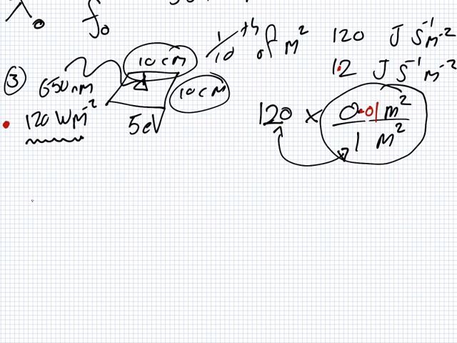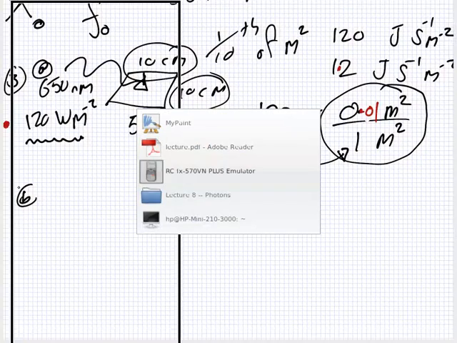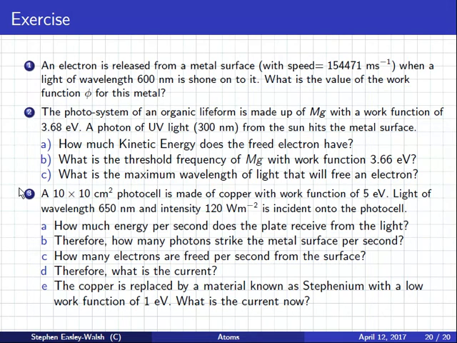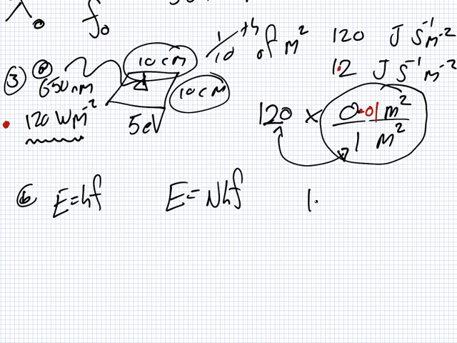Now, that was part A. Part B. Let's see. How many photons hit the metal surface per second? Well, remember energy equals hf, but when you have many photons, it's nhf. And we want to know what the n is. So n is 1.2 over hf.